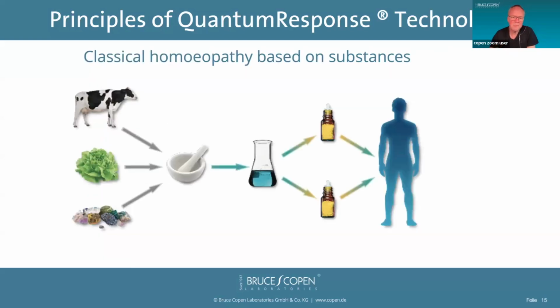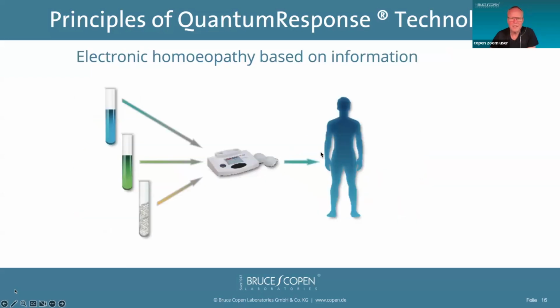Basically, compared to the classical way homeopathic remedies are created, we just use our MAS 3 to create this kind of information that we use for balancing the organism, be it human, animal, or plant.